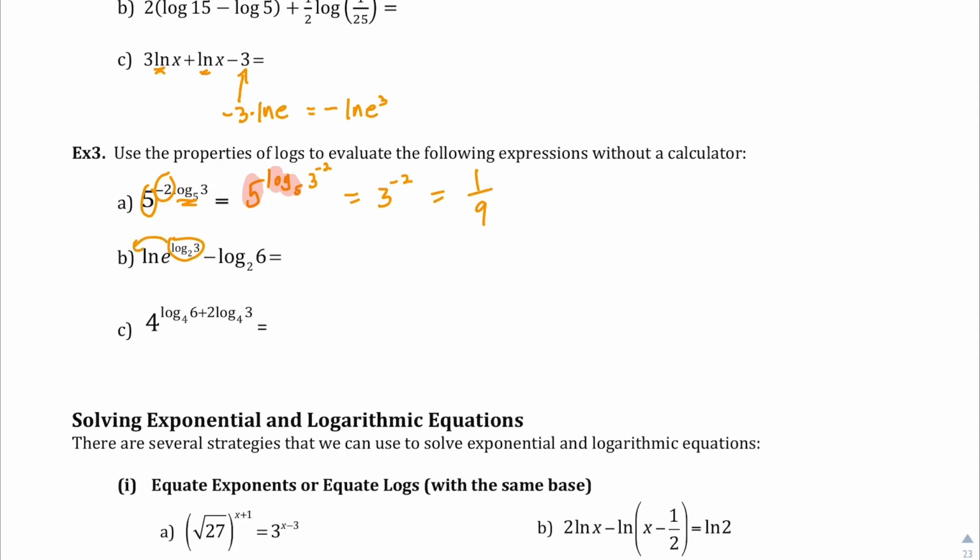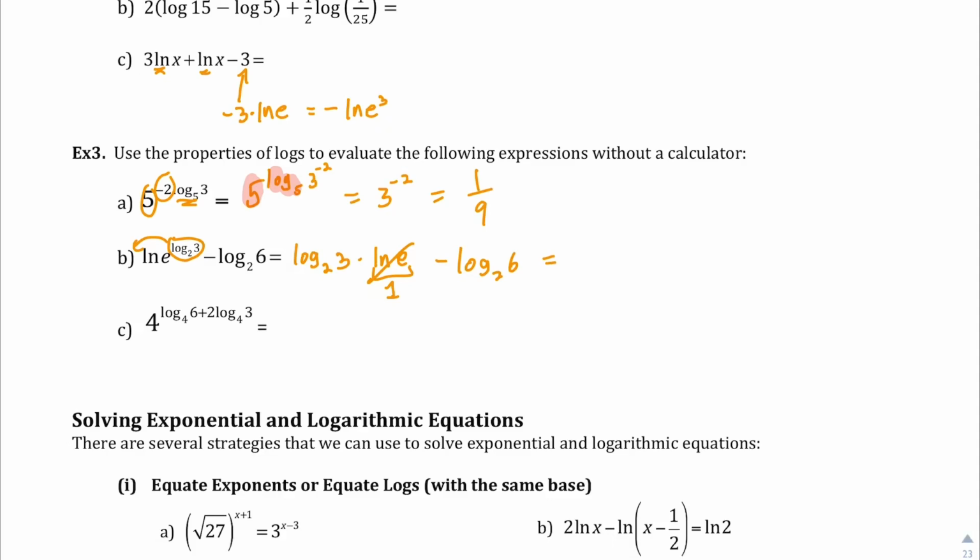Ln e to the power of log 2 of 3, we rewrite as log 2 of 3 multiplied by ln of e, which of course has the numerical value of 1. And then we've got a couple of different options for the second part. For now, I'm going to cancel that. Minus log 2 of 6.